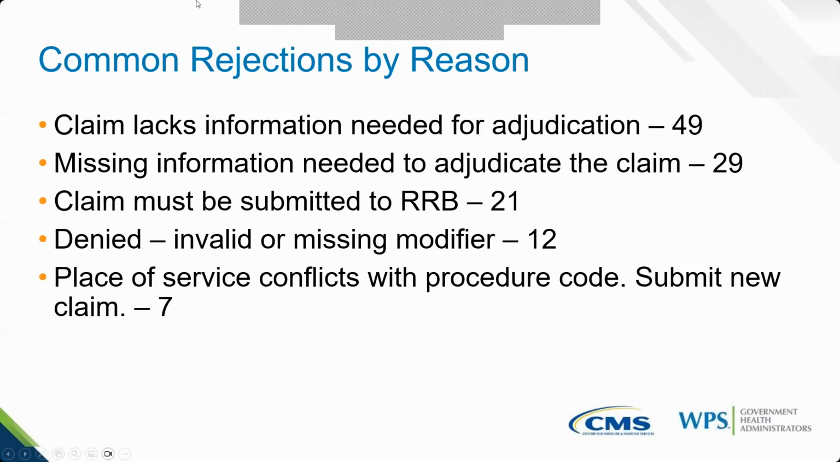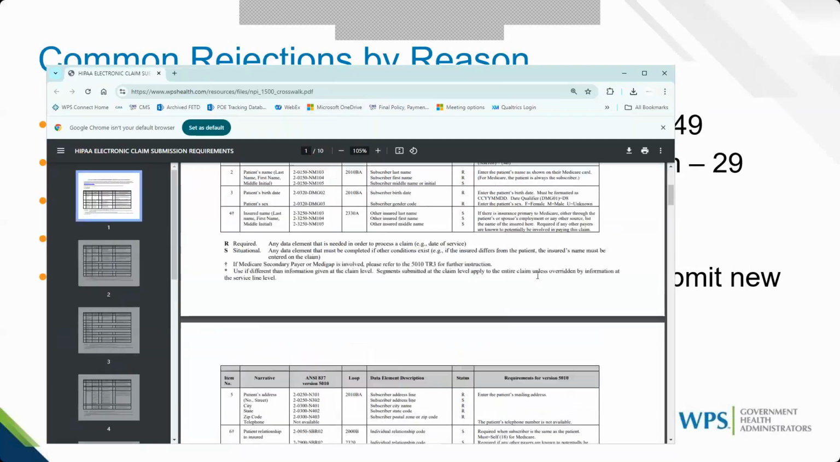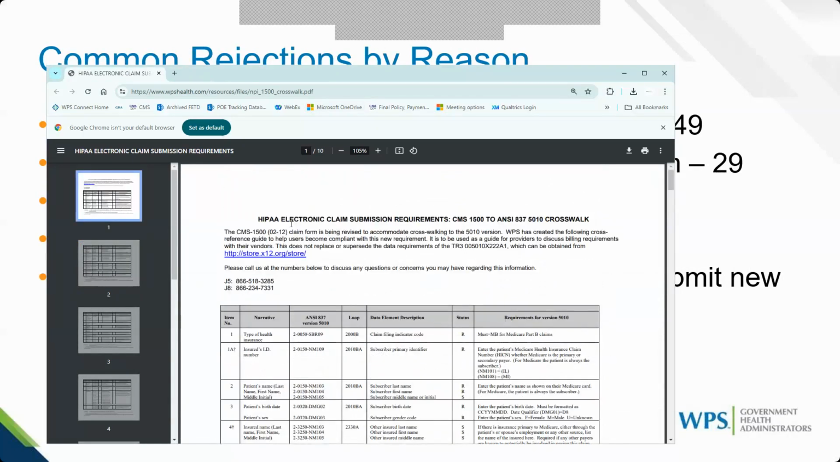You can take a look at the CMS claim form instructions. It goes item by item of a paper claim. There's also a paper crosswalk, and I'm going to show you that right now. I've included in your handout the link to this crosswalk. You see the title here. We just call it the crosswalk. It's a lot shorter than saying the entire name of that.